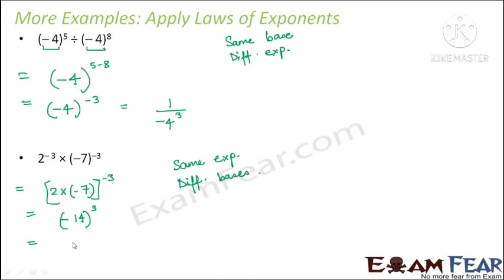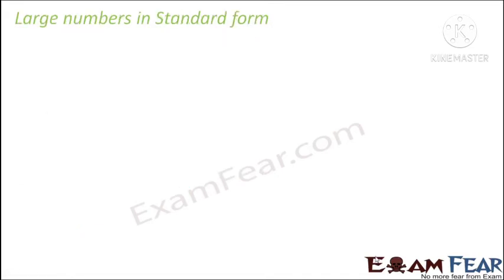This can be written as, okay, so this is minus 3. So this can be written as 1 by minus 14 to the power 3. With this you would have got a fair idea about how to deal with negative exponents.